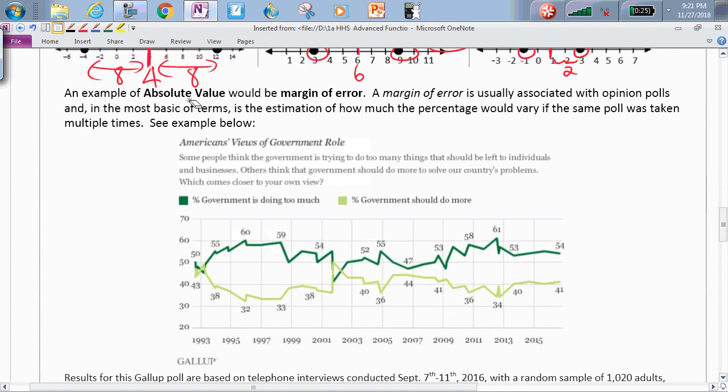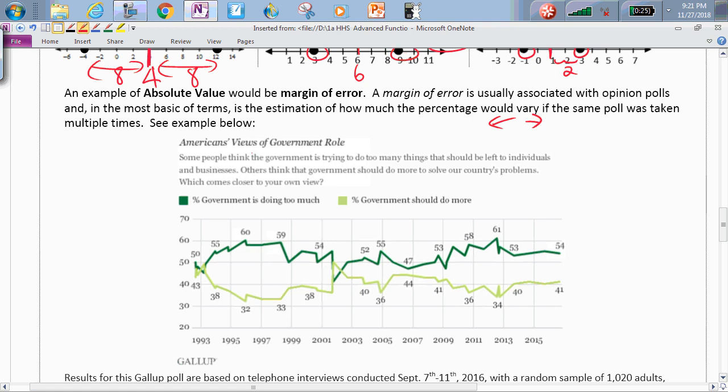So we're talking about an example of absolute value being margin of error. So margin of error is usually associated with opinion polls, and in the most basic of terms is the estimation of how much the percentage would vary, change, left and right, if the same poll was taken multiple times. So we could do it over and over and over again. How accurate would it be? How much would it vary by? Would it say it went from 60% one day to 10% the next? That's a big variation, that's a big margin of error.